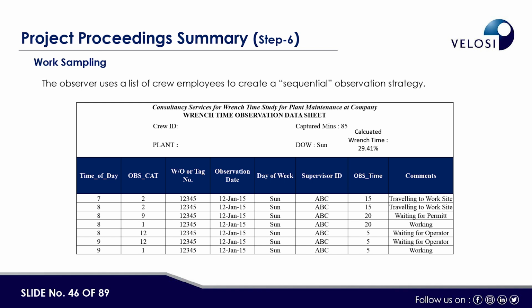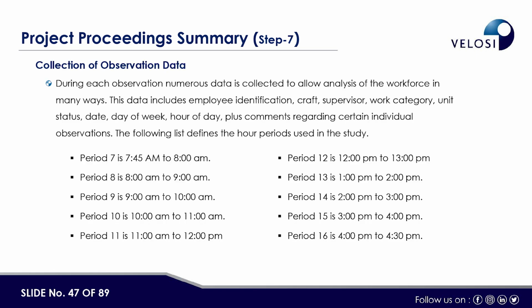Then from the category point of view: work order tag number, observation date, day of week, supervisor ID, then observation time and comments like traveling to the work site, waiting for permit, working, waiting for operator, and working. Similarly, time wise, like 7 to 8 could be period 7, 8 to 9 period 8, 9 to 10 period 9, 10 to 11 period 10, period 11. Similarly, we have categorized these 16 periods.